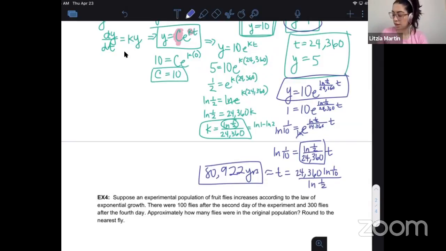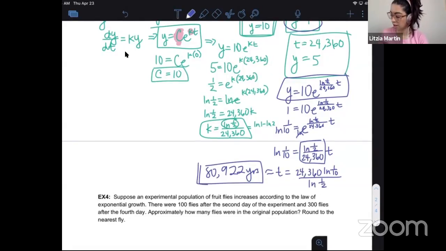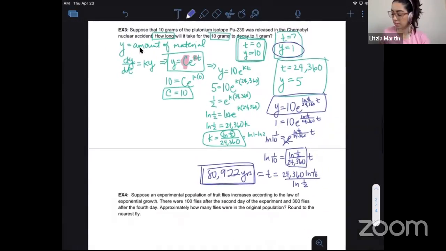So that is our answer here, 80,922 approximately. Let me know if you have any questions before we move on. Or even if something comes up, let me know, I can come back to it. So let's take a look at the next problem.